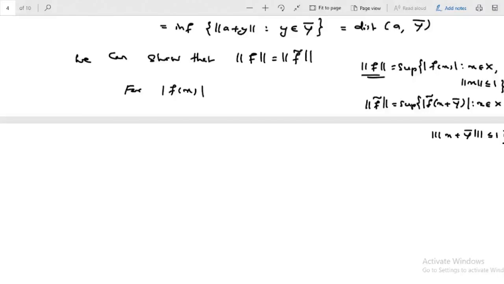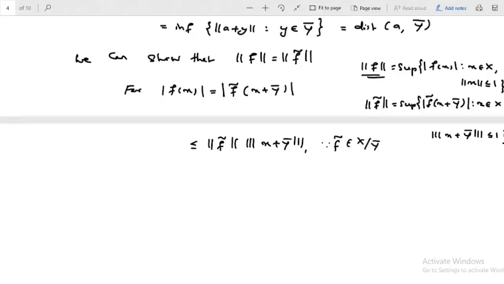Modulus f of x is, by definition of f tilde, modulus of f tilde of x plus y closure. Therefore, it is modulus of f tilde of x plus y closure, and f tilde is continuous. Therefore, it is less than or equal to norm f tilde into the norm, the quotient norm of x plus y closure. This is by theorem 6.6, since we have argued earlier that f tilde belongs to x by y closure dash. Okay, and by theorem 6.6.